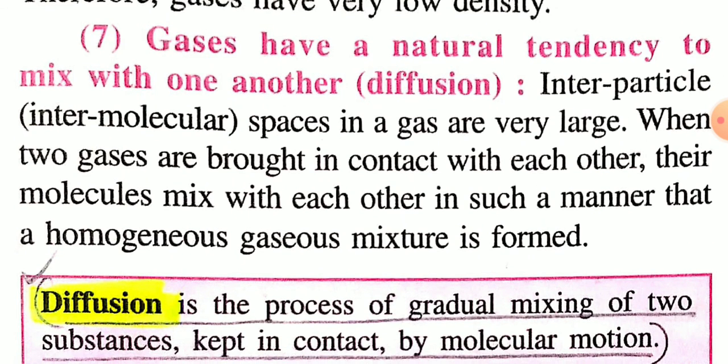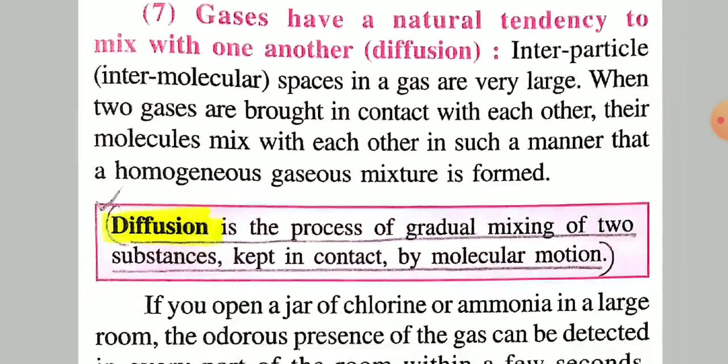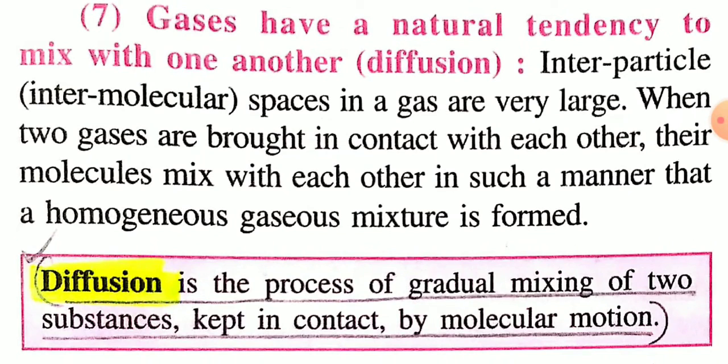Next property is a characteristic behavior. Gases have a natural tendency to mix with one another, which is also called diffusion. What is diffusion? It is the process of gradual mixing of two substances when they are kept in contact, by their molecular motion. Okay.